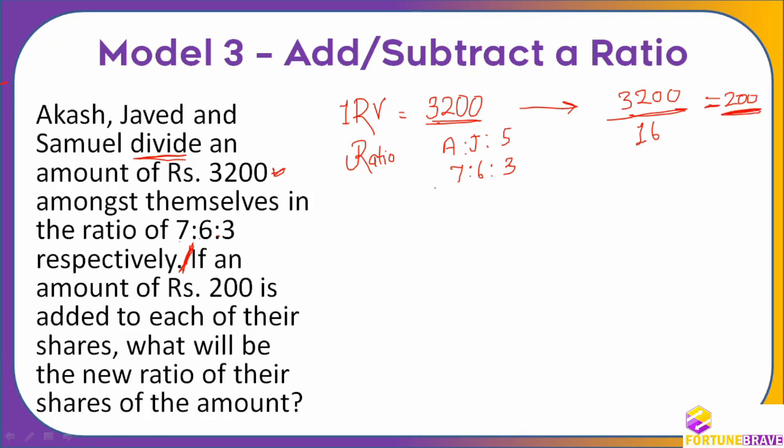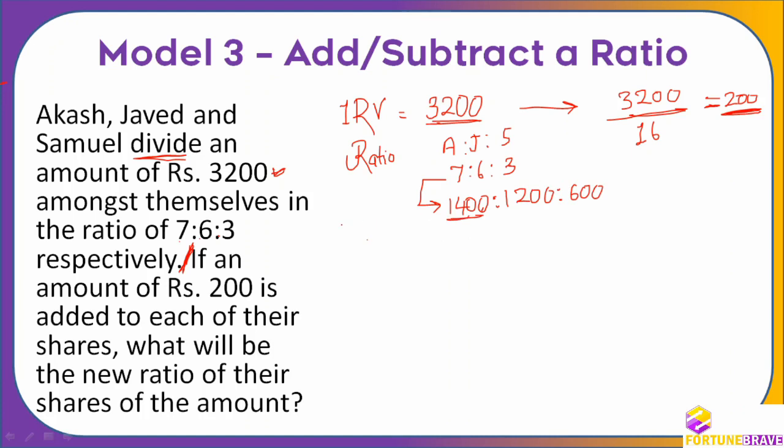So what I'll do? There is a trick in this also that we'll find out later. But first we'll solve it the traditional way so that you will understand. So 200 into 7 is 1400. Are you able to understand now? Once I get this 1 RV, I'll be able to directly do 200 into 7. Then 200 into 6 will be 1200, plus 200 into 3 will be 600.